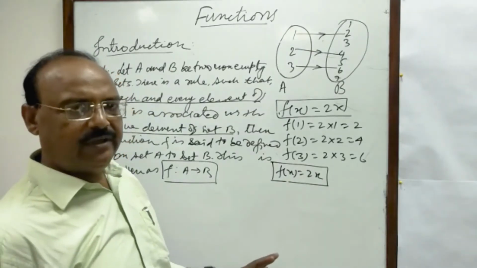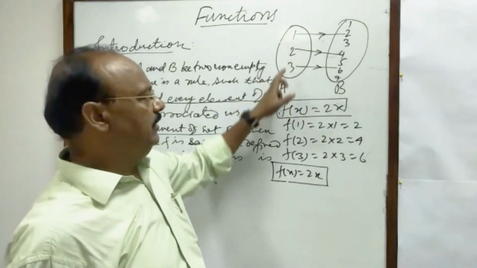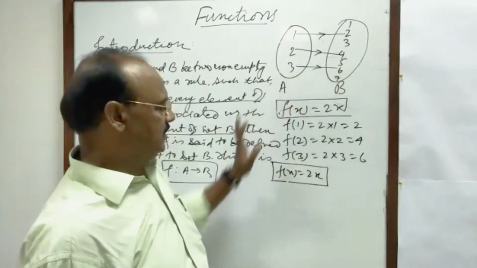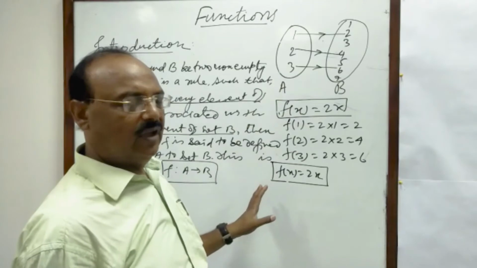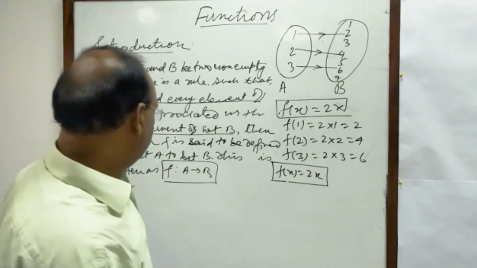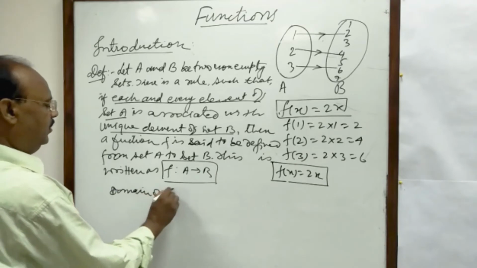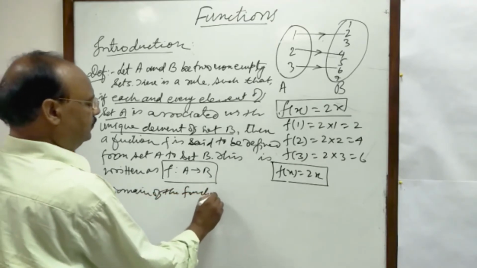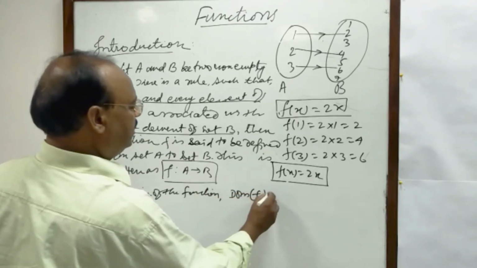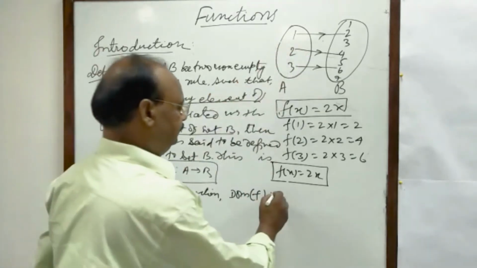So now this is clear that set A and set B are two non-empty sets. Each and every element of set A is associated with a unique element of set B. Then a function f exists here, and we write it f colon A arrow B. Now let us see some terms. Domain of the function. Here we write DOM for domain, in bracket we write f. Domain of the function here is set A.